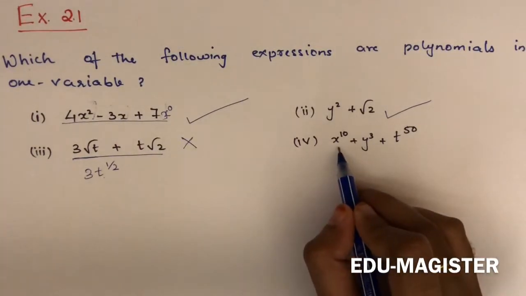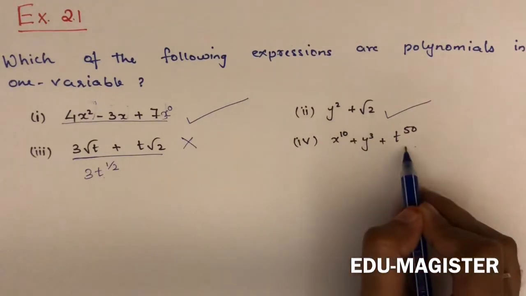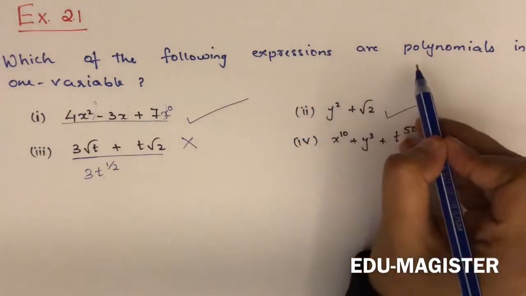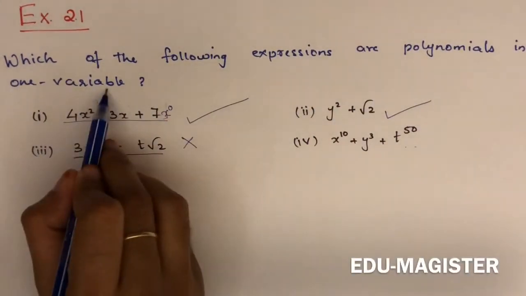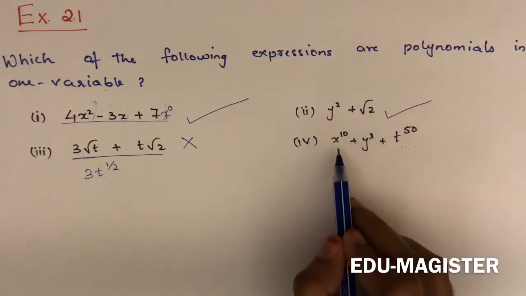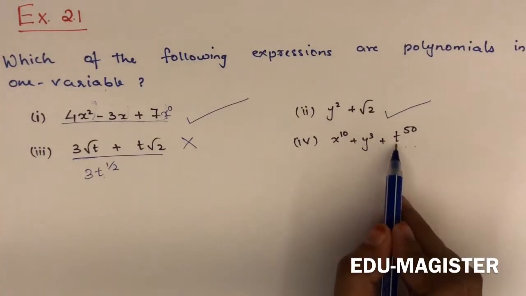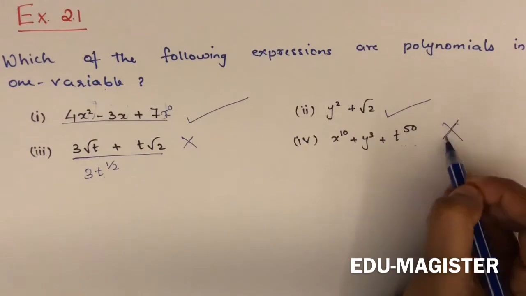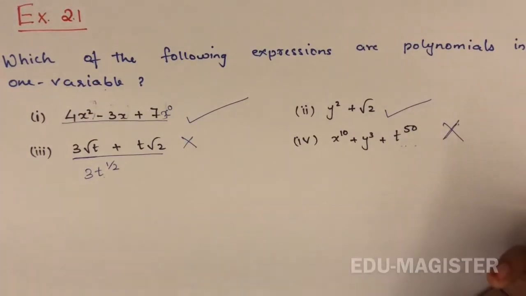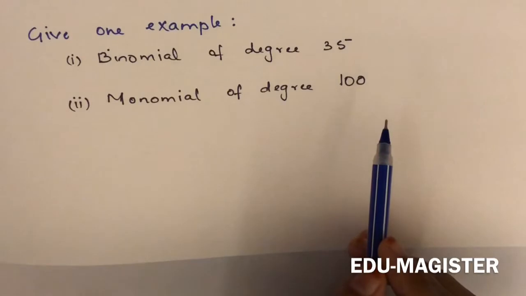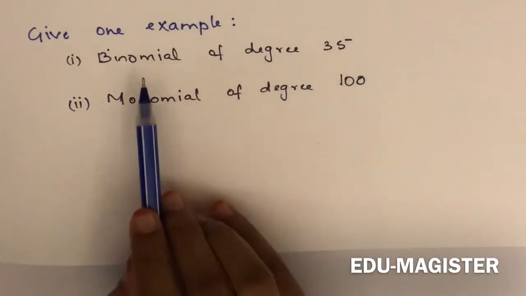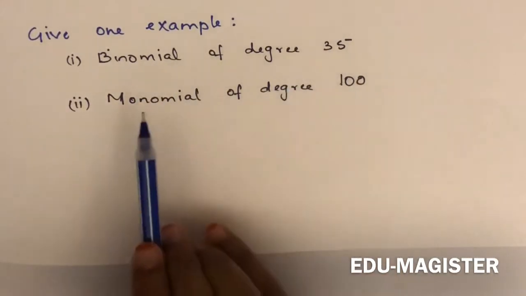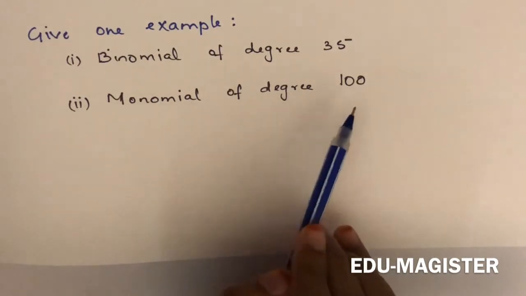Next, if you look at this expression, it is a polynomial, but our question is asking us to separate polynomials in one variable. Here in this expression there are three variables, x, y and t. So though it is a polynomial, it is not a polynomial in one variable. In this question they are asking us to give an example each for a binomial of degree 35 and a monomial of degree 100.